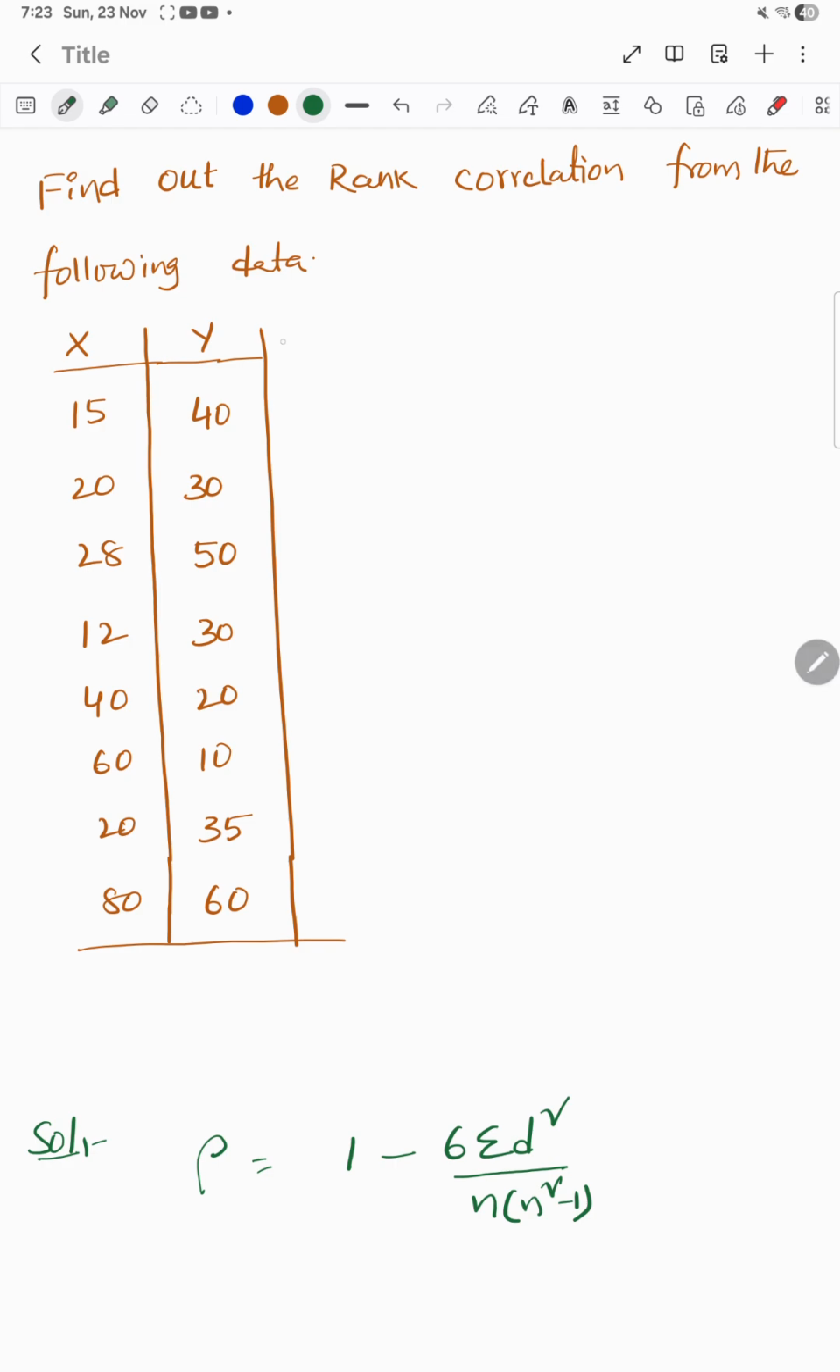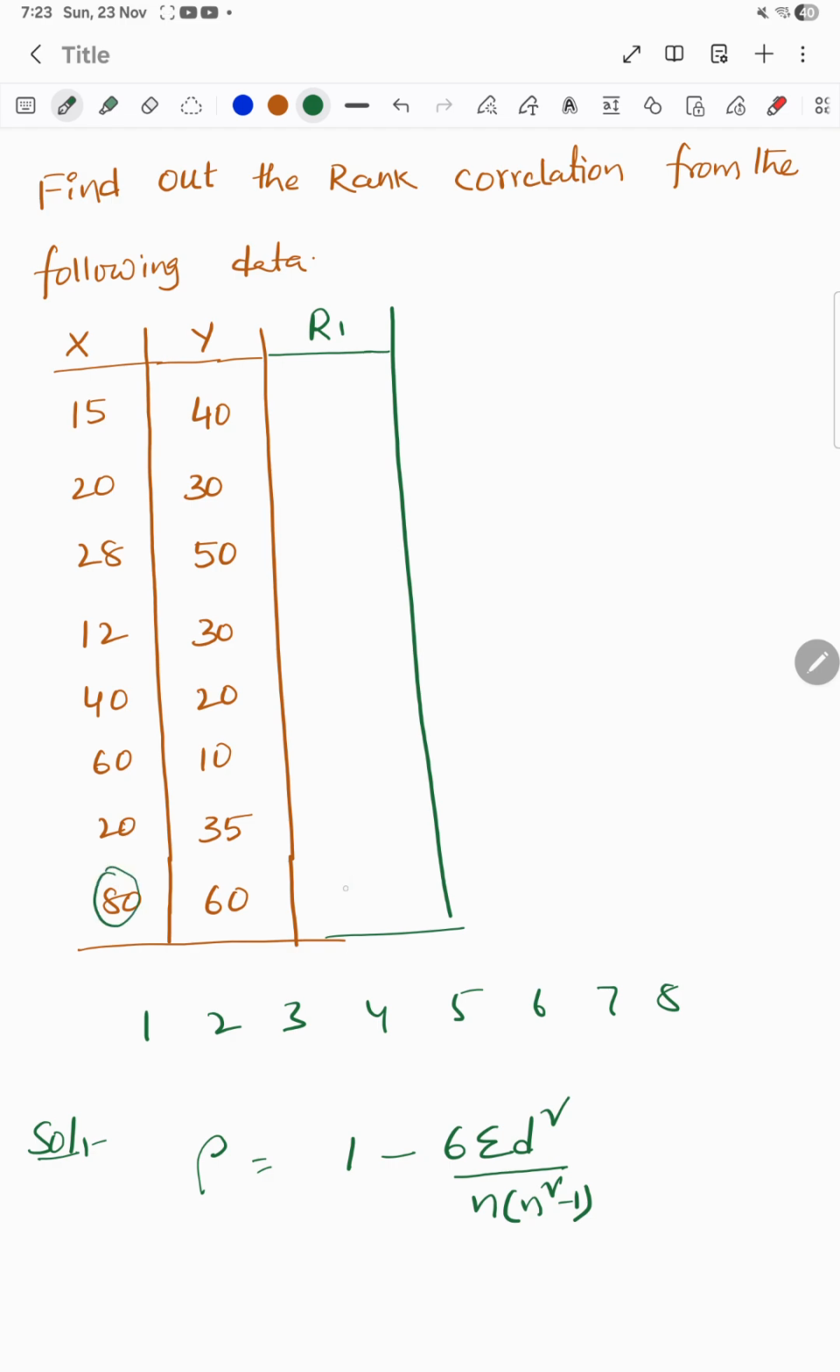First of all, let's give the ranks for both x, y. We have 8 observations, so let's take 1, 2, 3, 4, 5, 6, 7, 8. From x, the highest is 80, so 80 will be given first rank. After 80, the next highest is 60, which will be given second rank. Next is 40, which will be given third rank.